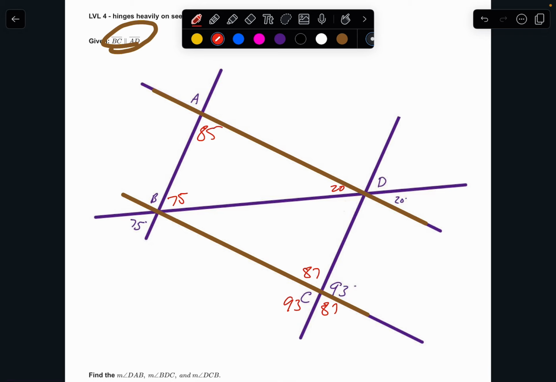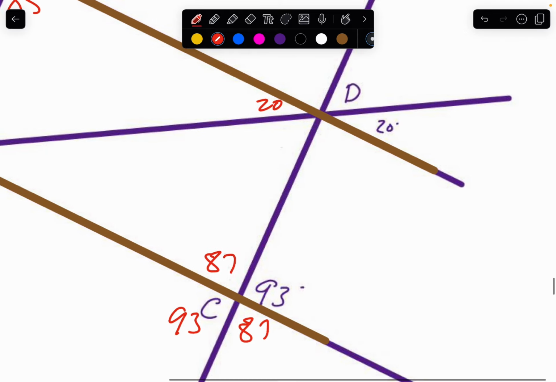So far, I haven't used any parallel lines. I've just filled in vertical angles, linear pairs, and a triangle. But we do have parallel lines. There's several things we can do with parallel lines. I'm going to start over here. Like this 93 uses brown. If I start on brown and turn, I need to turn on brown. That makes the letter C. That's going to be 87. And that makes sense because these are alternate interior angles, or these are corresponding. Like they've got to be the same. So that's going to be 87 there.